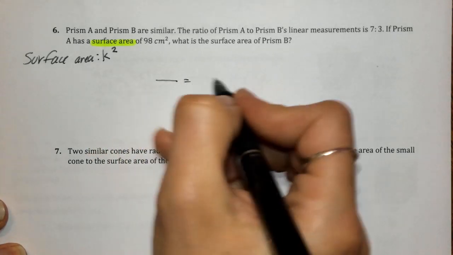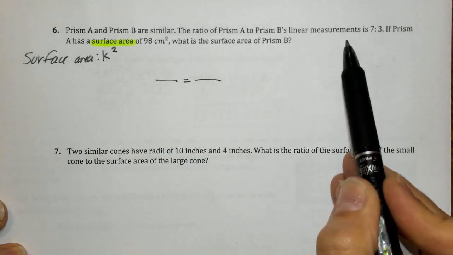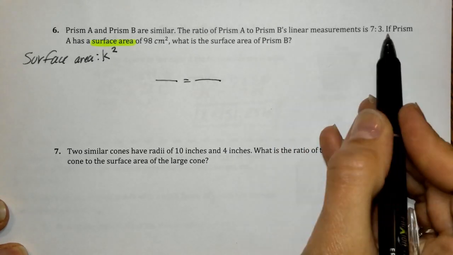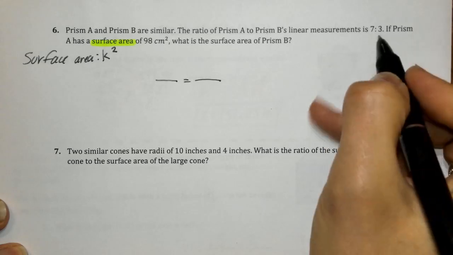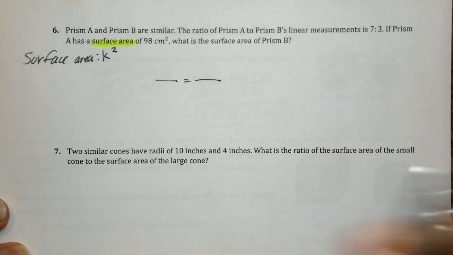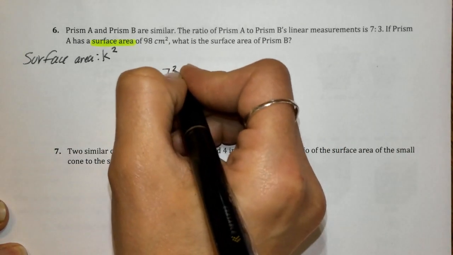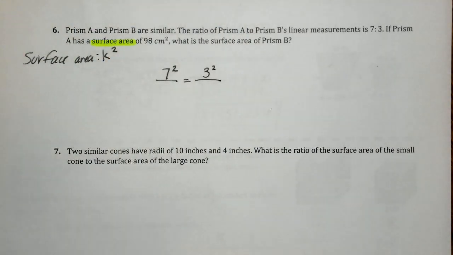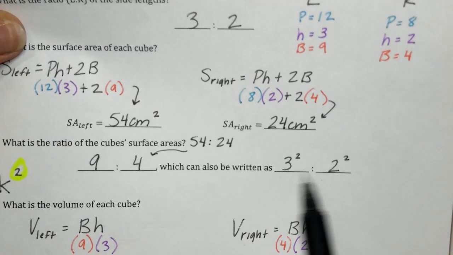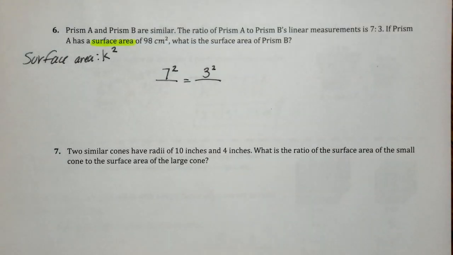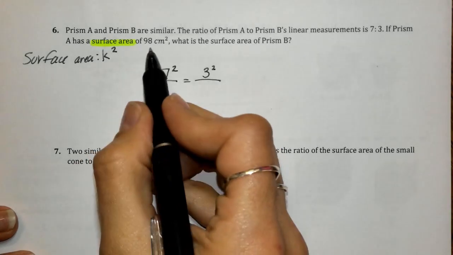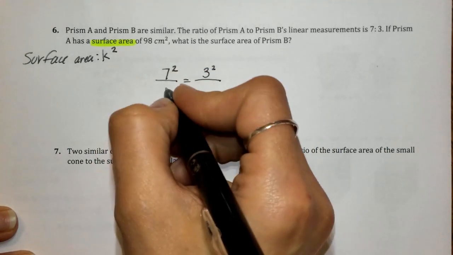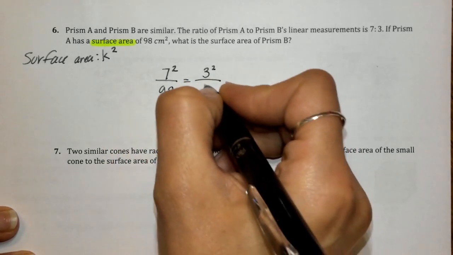We're going to find the surface area of prism B. So we set up our proportion. They're letting us know the linear measurements, instead of saying this side's this much, this is our ratio. So we're going to go ahead and put 7 and 3 in our numerators, 7 squared and 3 squared. Look at the previous page right here. This is what we had. And then we're going to go ahead and put the surface area. This is A, which goes with 7. So we'll have 98 up here, and here's our x.